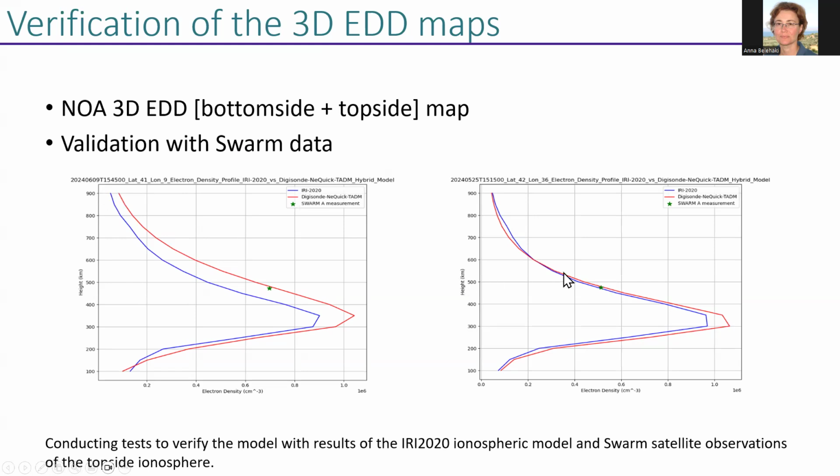And on the right hand, you can see another case where again we have a very good matching between Swarm data and Digisonde data and TAD data, but in this case also IRI has a good match.